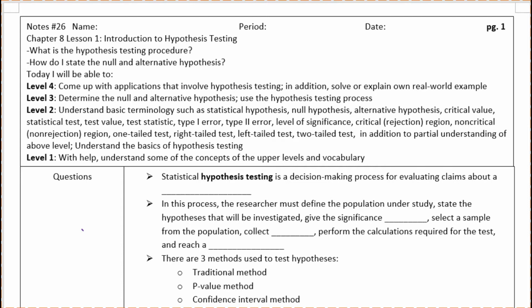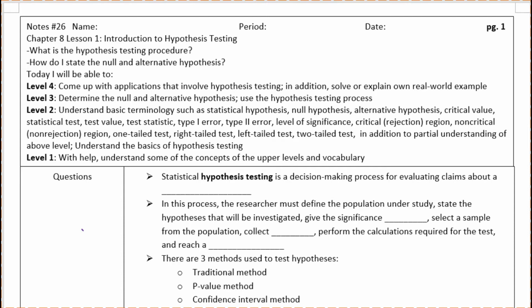Hello class, welcome to this lesson on Introduction to Hypothesis Testing. So what we want to do is discuss the application of hypothesis testing, like what is the procedure. We want to introduce the notion that when we do an experiment and we want to test a claim about a population, we want to be able to do hypothesis testing. So we want to be able to set up our null and alternative hypothesis just like you would in a science experiment. So we're going to take you through this process.